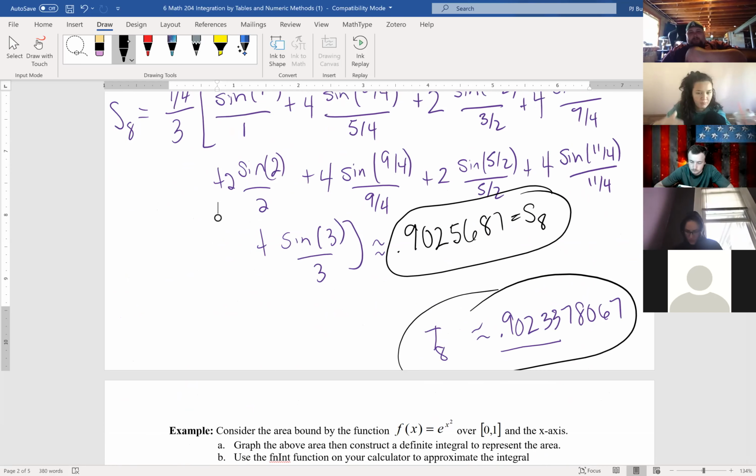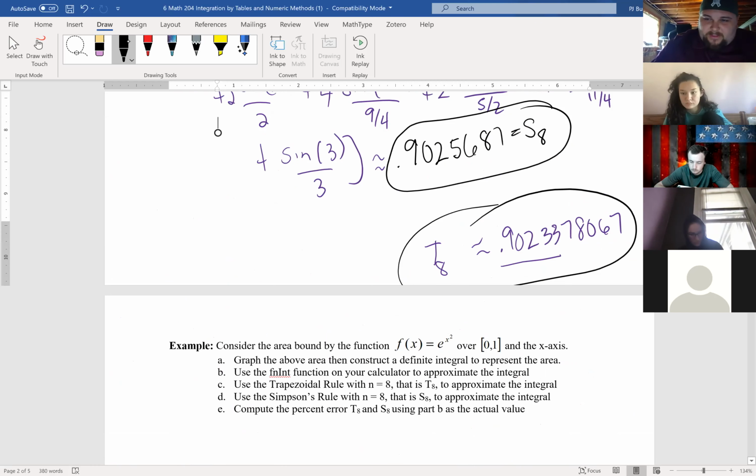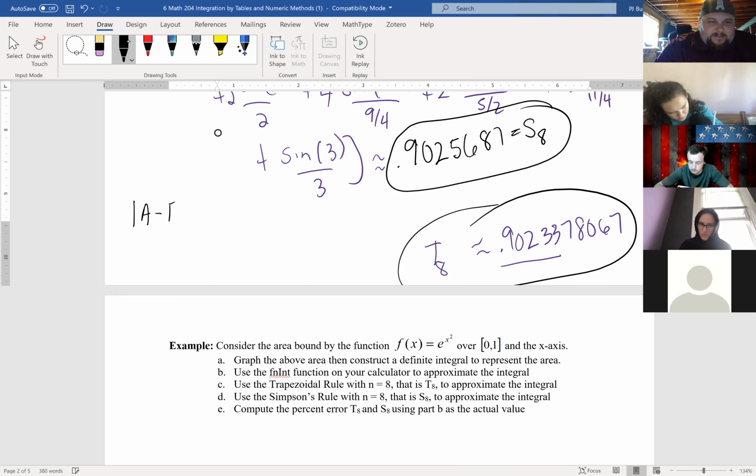The last part of the problem asks us to compute the percent error. I'm not going to waste your time doing that. It's a simple calculation, but I'll give you the formula in case you forgot it. It is the actual minus the experimental over the actual times 100%.